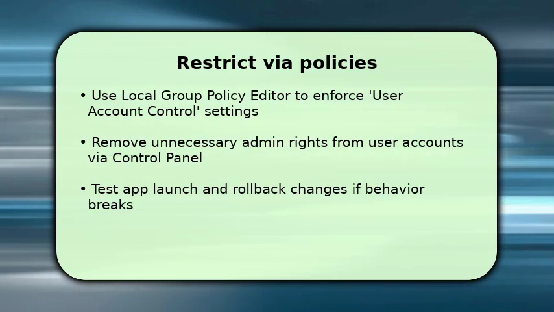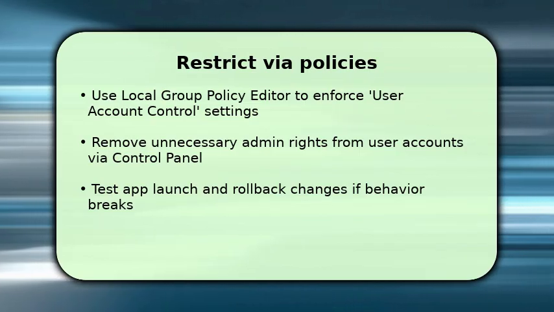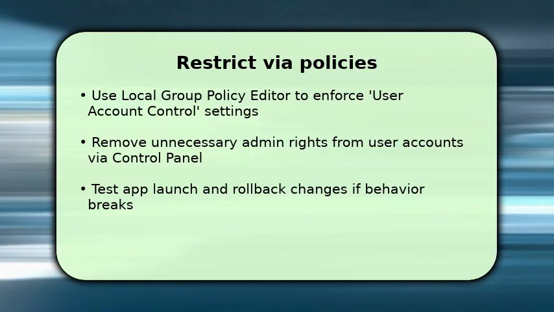Finish by enforcing system-wide controls so apps no longer require admin. Open Local Group Policy Editor and tighten user account control policies to block automatic elevation. Make sure user accounts no longer have unnecessary administrator rights through Control Panel or Settings, because privilege removal prevents elevation prompts. Once done, test launching each application.